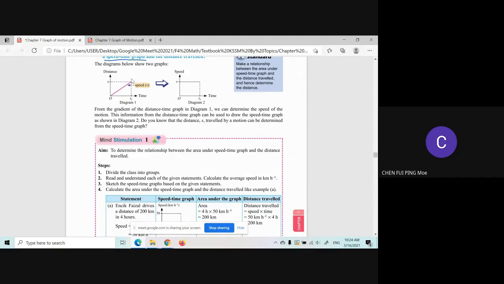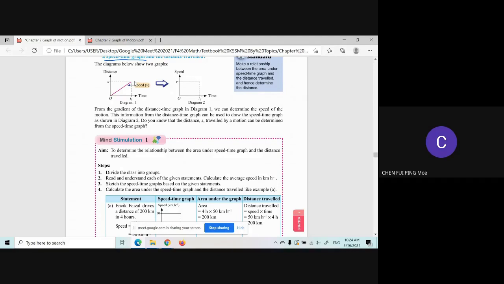And then this one is the speed time graph. So this is time, this is speed, so this is velocity. From the gradient of the distance graph, we know that gradient refers to speed. So this information can be drawn into the speed time graph like this. So you can draw like this. Speed can convert this to this one.